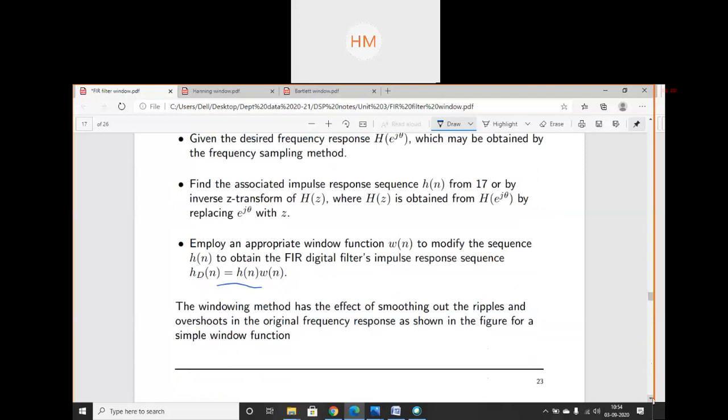The windowing method has the effect of smoothing out the ripples and overshoots in the original frequency response, as shown in the figure for a simple window function. So this windowing method has an effective smoothing of the ripples and overshoots in the original frequency response. So Gibbs phenomenon can be reduced by selecting an appropriate window technique.